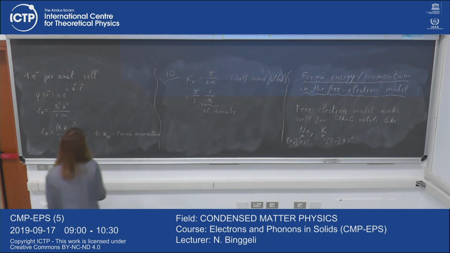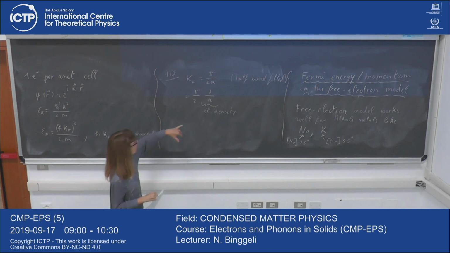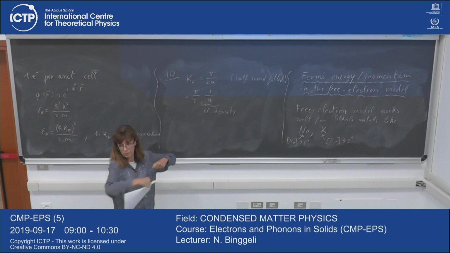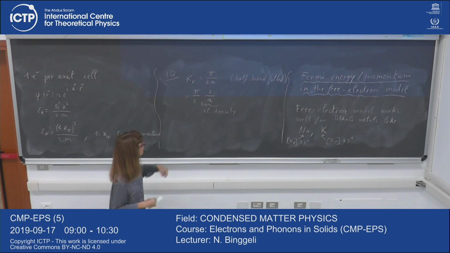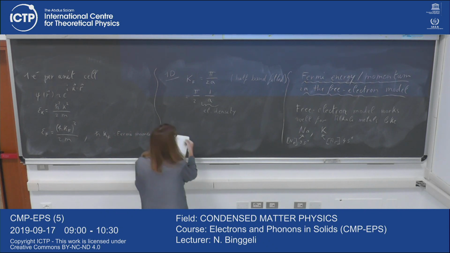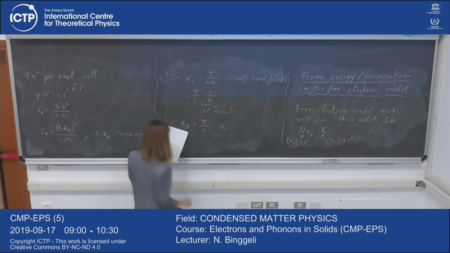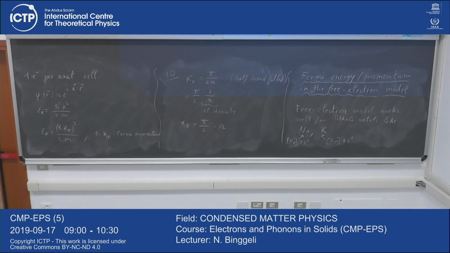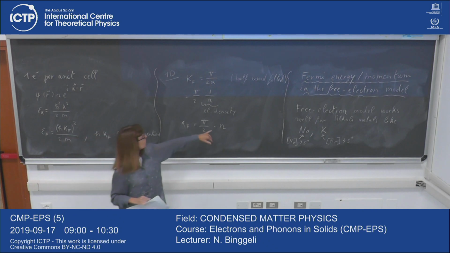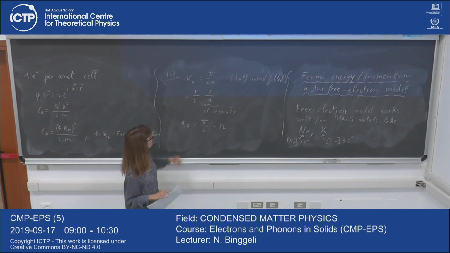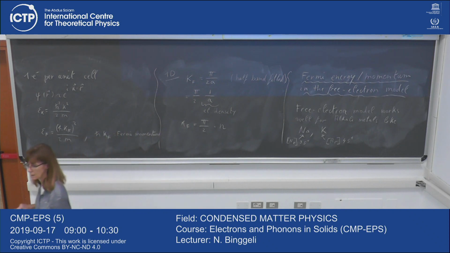And from the argument that we have seen before for filling the bands, if I have 2 electrons per unit cell, I know I have to occupy twice the space in the Brillouin zone. So basically, I can generalize this as k_F is equal to pi over 2 times n, where n is the electronic density. If I had 2 electrons per unit cell, I would just put a 2 here, and this would give me my k Fermi.